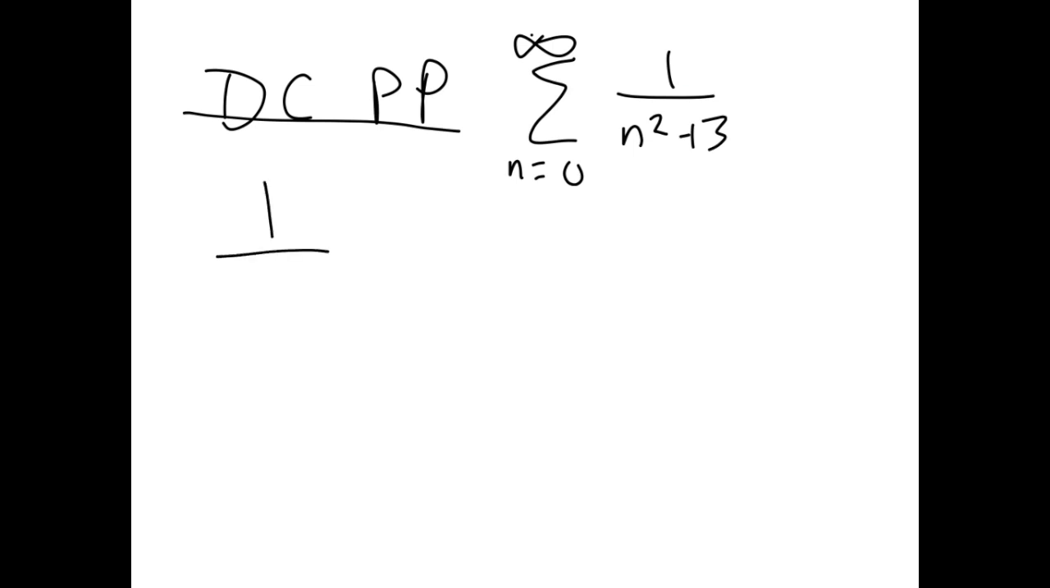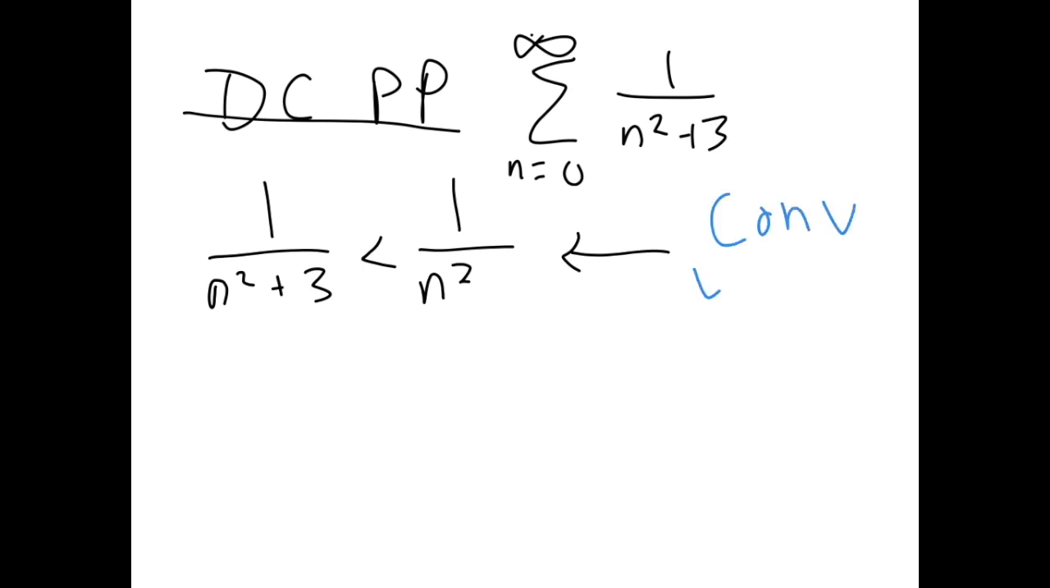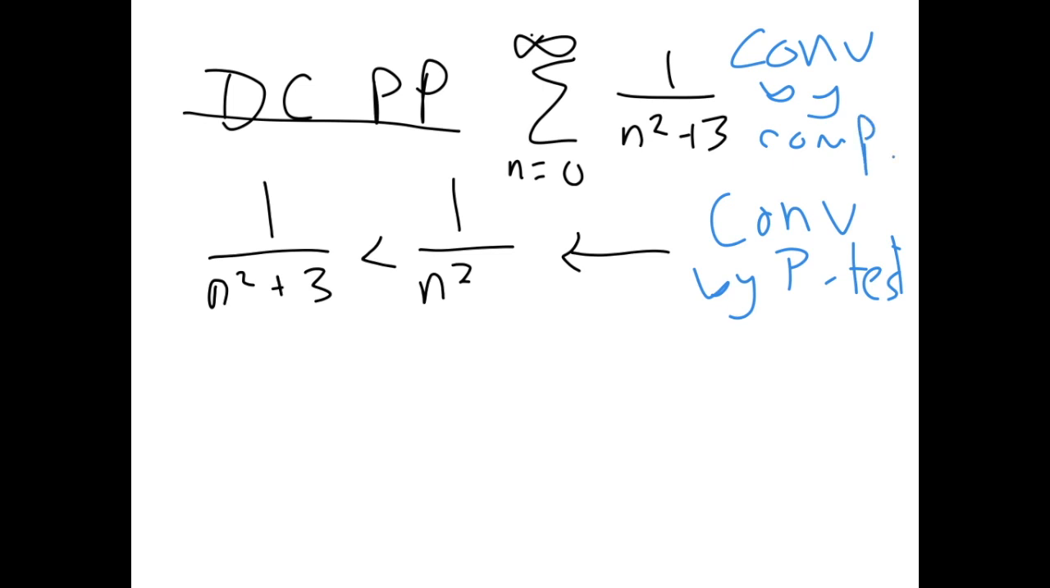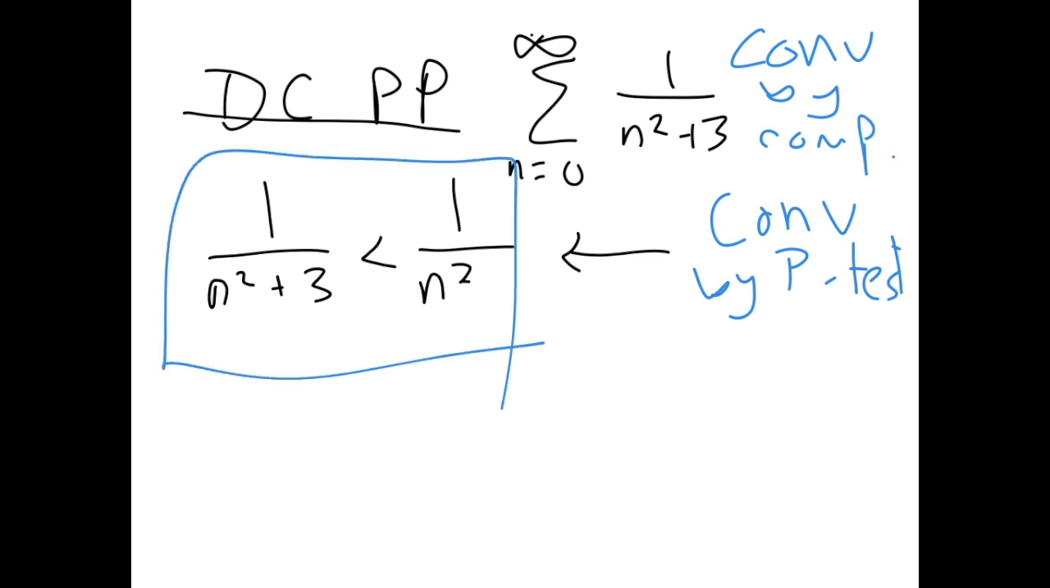We can start with this statement. 1 over n squared plus 3 is less than 1 over n squared. We are in a situation here where, because of the p-test, we can say whatever we're comparing to converges. So this can converge by comparison. It's as simple as that. You have to make some relationship between what you're comparing it to, show that that's true.